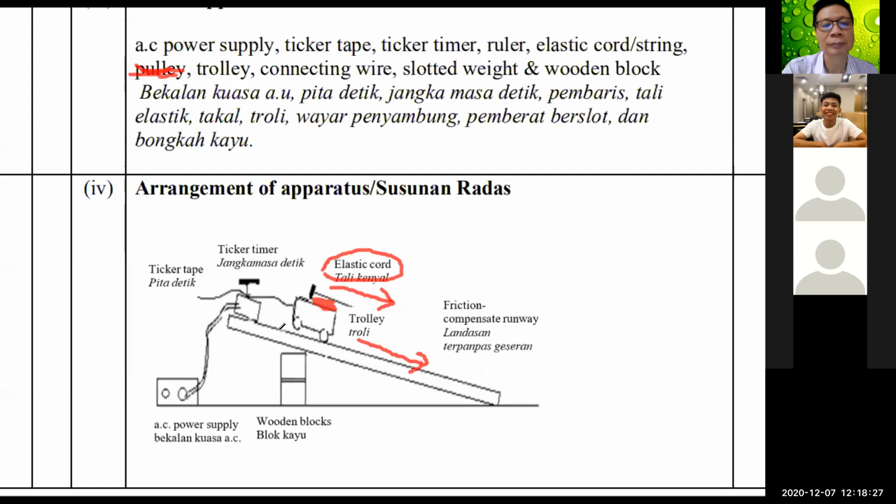But you cannot let it go down automatically like that. You have to use an elastic cord to pull, because you need to fix the force. That's why you need to use an elastic cord pulled to a certain length. Every time, the length of the elastic cord must be the same. Got it? Okay. Procedure.